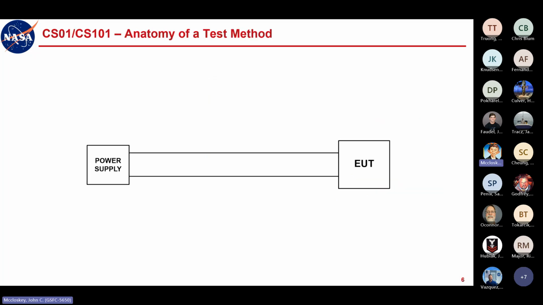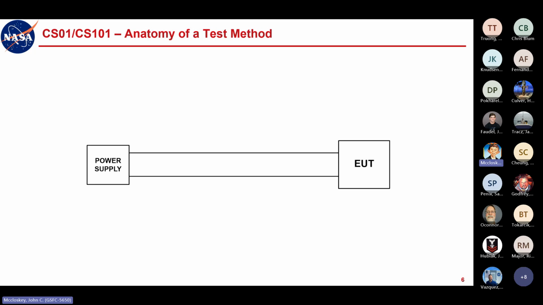Now I'm going to go into the anatomy of a test method, as I call it. So CS101 is the more recent nomenclature. It used to be CS101. For all practical purposes, they're the same thing. So there's one case where the nomenclature shift doesn't really make a significant difference. It's the same basic test method.